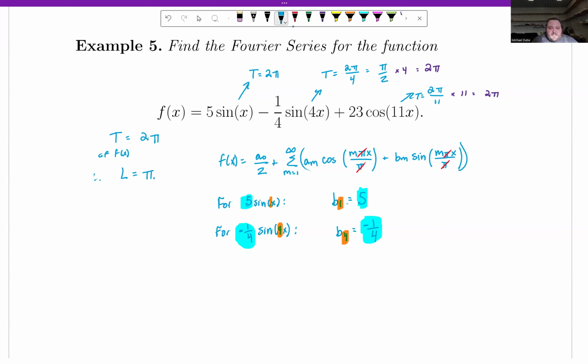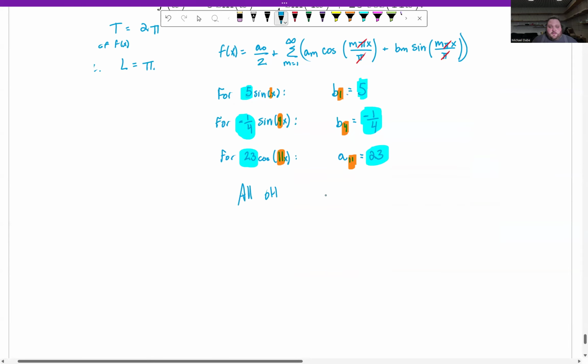Okay? And our final term is 4/23 cos 11x. We're going to have an a, because that's what's in front of cos. So a11 has to equal 23. And that is the same logic here. a11 in order to get that inside part, and 23 in order to get that outside part, and all other a's and b's will be 0.